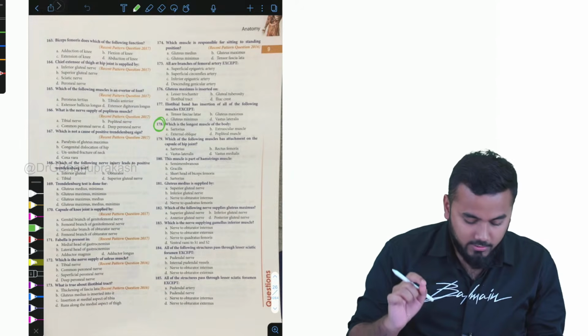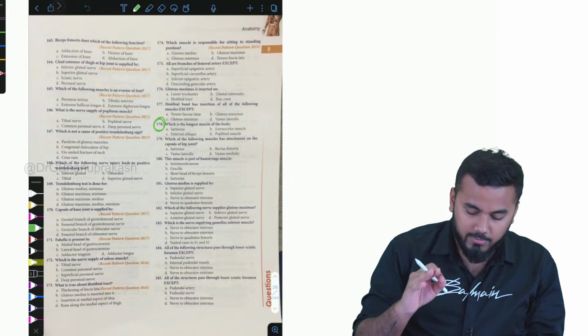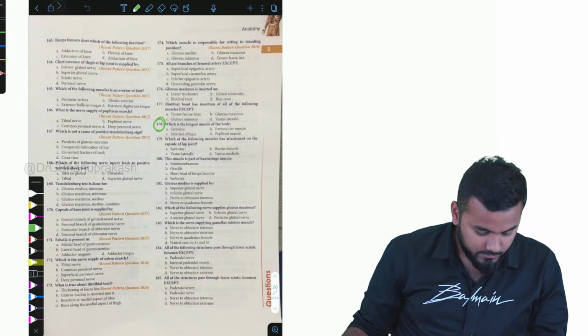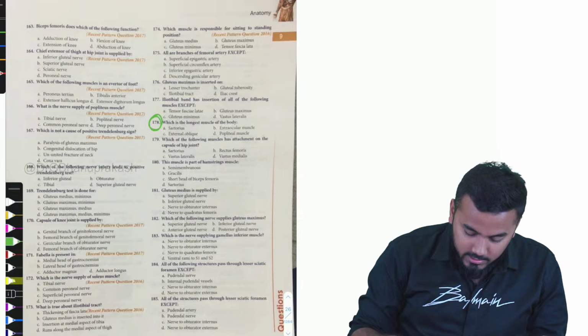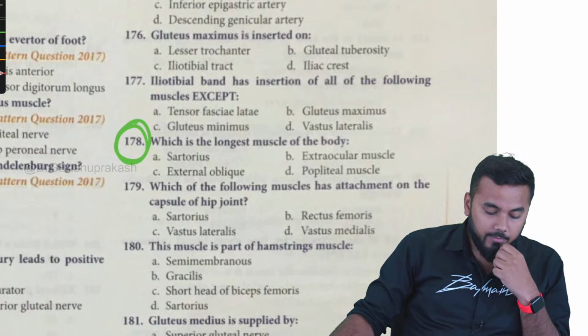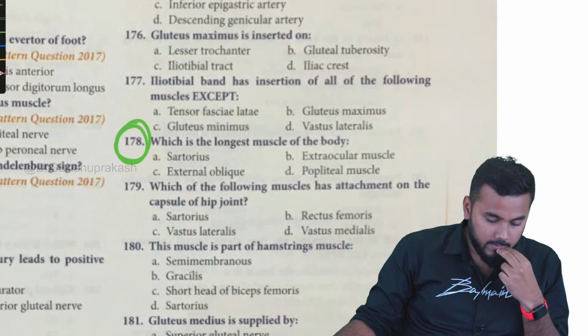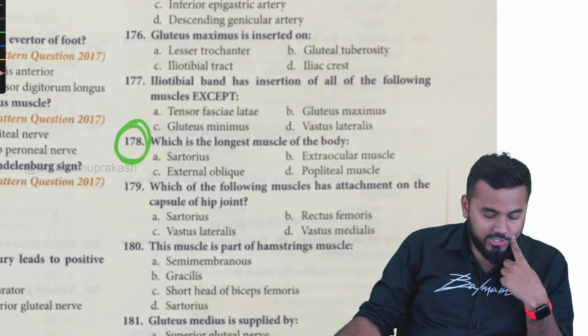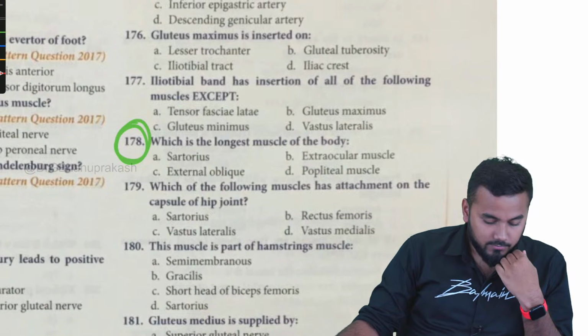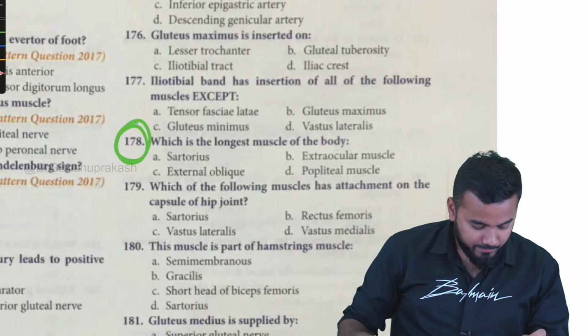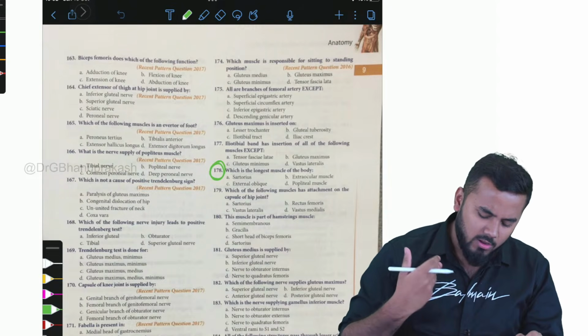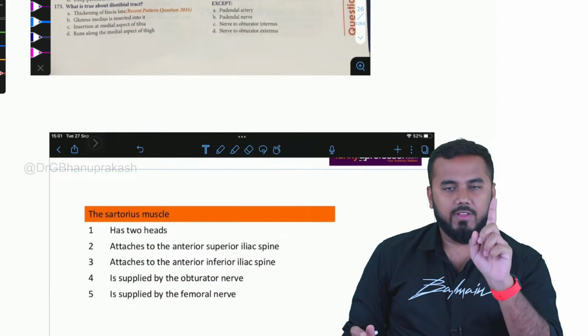Very good. The medial compartment muscle. Answer question number 178. Which is the longest muscle of the body? Yes, you're right. Excellent. Now, after teaching you the entire lower limb, definitely you'll answer all these questions, and I'm 100% giving guarantee that you'll answer all of them.